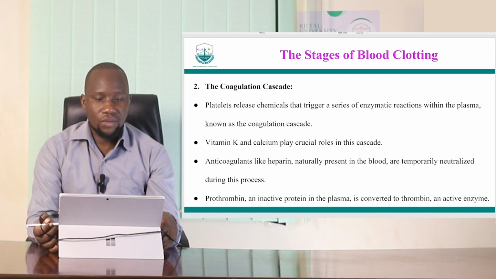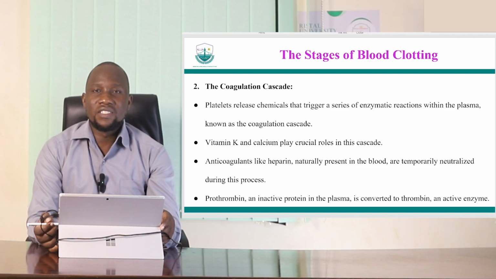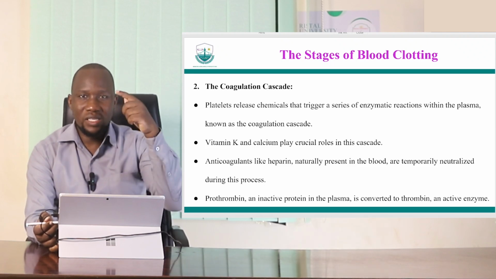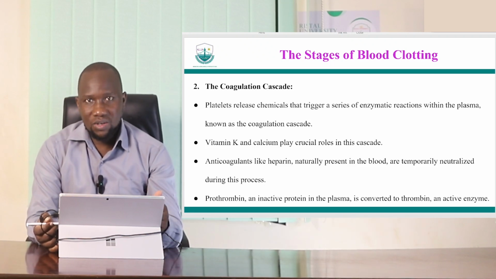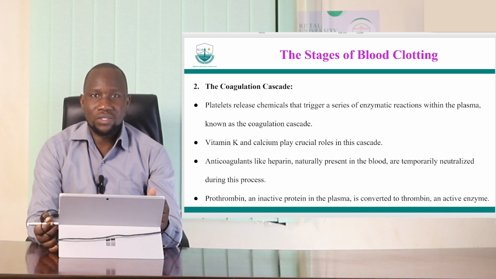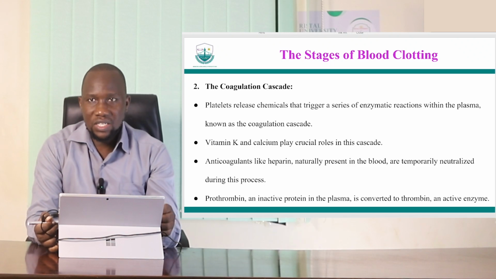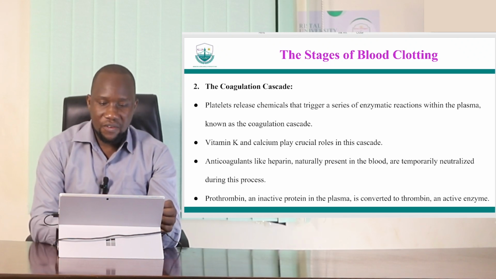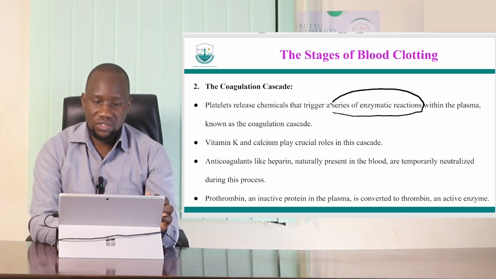Okay, so the next thing is we have the platelets now releasing more chemicals that trigger a series of enzymatic reactions within the plasma. That's why we call it a cascade reaction. And actually, the process that we are describing here is a summarized version. Okay, it's not complete. That means when we talk about a series of enzymatic reactions, many reactions are happening, but we are not going into details of these reactions.